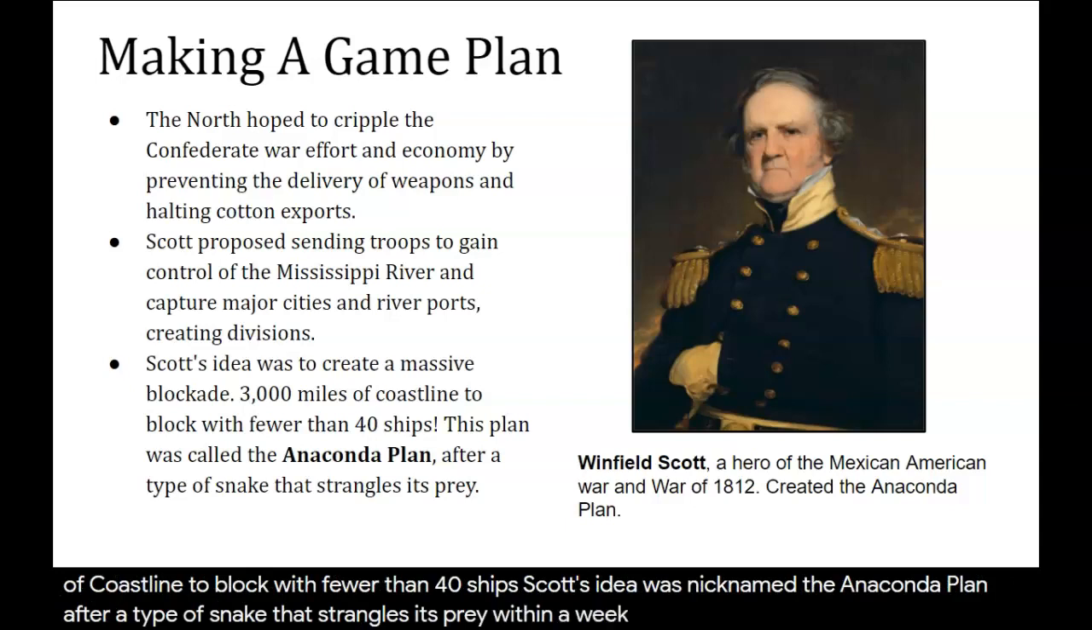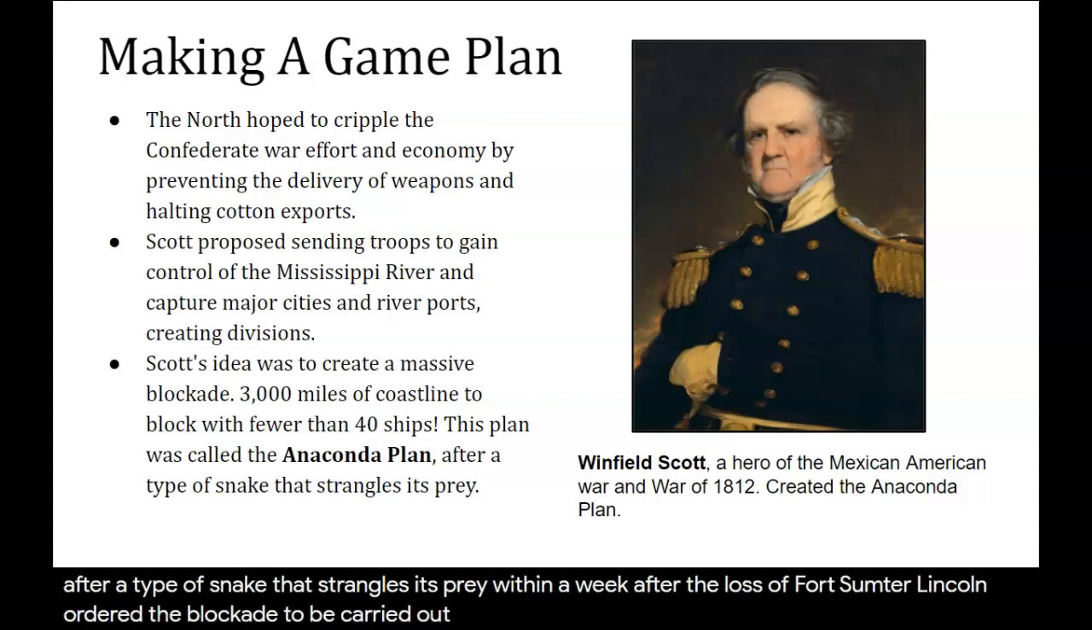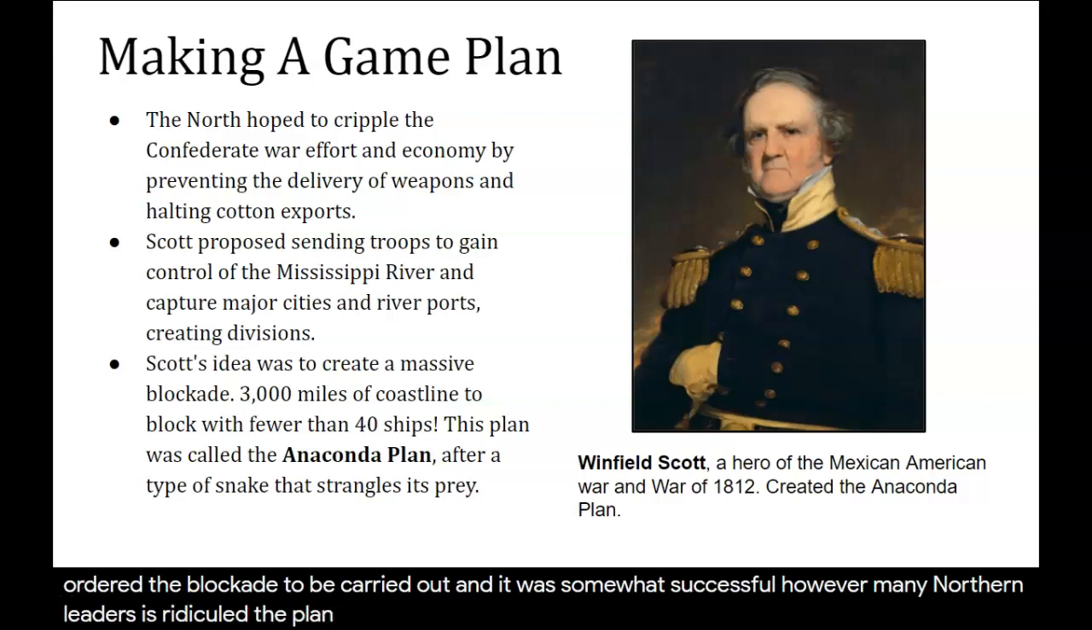Within a week after the loss of Fort Sumter, Lincoln ordered the blockade to be carried out, and it was somewhat successful. However, many Northern leaders ridiculed the plan. They wanted to take action and fight.